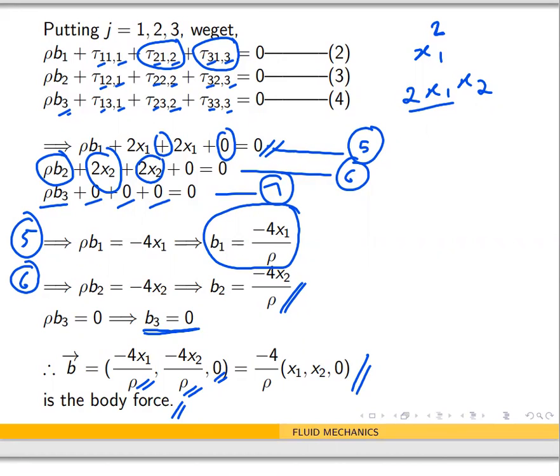Okay guys, so this completes the law of conservation of linear momentum, a problem on that. Okay, so let's stop here.